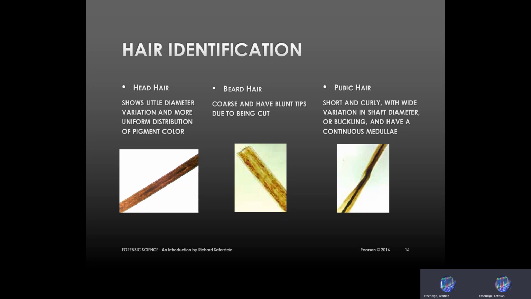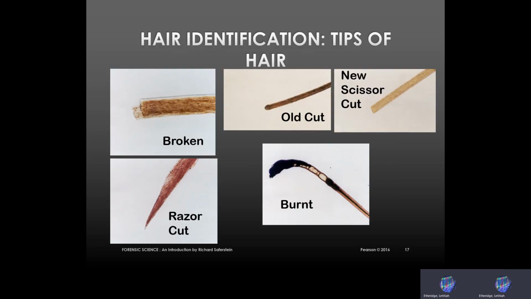of the tips. So if you look here, this is an example of broken hair. Down here is an example of razor cut hair. If you look, it just looks like it's sharp, comes to a very dramatic point. Here, an old cut is basically you cut the hair, but it's had some time to grow over the cut. So it looks a little blunted on the end. This one to the right of it is going to be a new scissor cut. If I just cut my hair recently, you will see that dramatic break where I use the scissors.